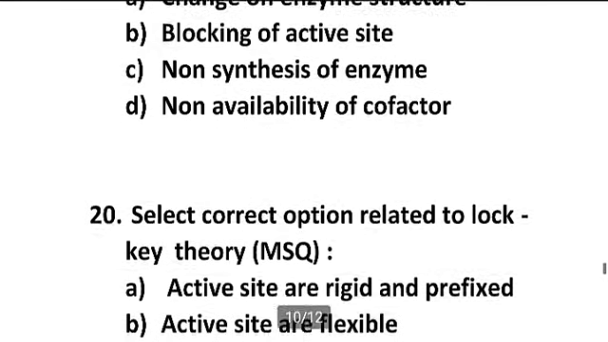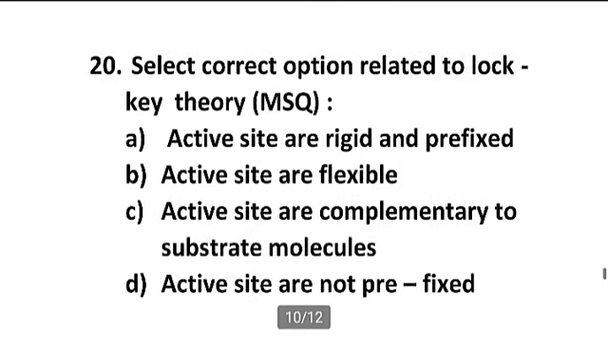Now moving to next question. Next question is select correct option related to lock and key theory. It is MSQ, and the options given are A. active sites are rigid and prefixed, B. active sites are flexible, C. active sites are complementary to substrate molecule, D. active sites are not prefixed. First option is active sites are rigid and prefixed. It is true. In lock and key theory, it is assumed that the active sites are rigid and prefixed. So this option is correct.